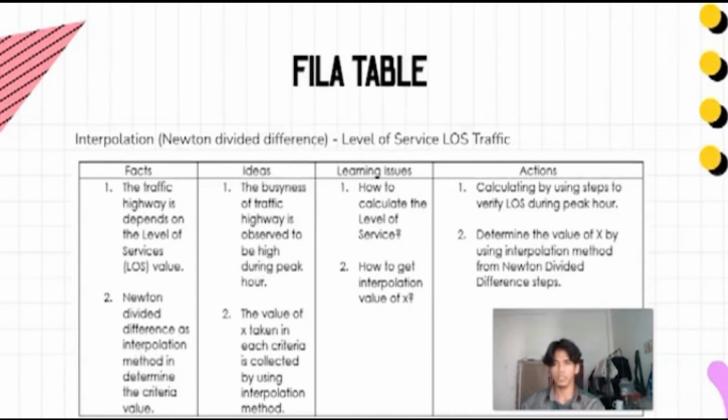And for the second fact, Newton divided difference as the interpolation method to determine the criteria value. The idea is the value of X taken in each criteria is collected by using the interpolation method. And for learning issues, how to get the interpolation value of X. So the action is to determine the value of X by using the interpolation method from Newton divided difference steps. That's all from me. Thank you.